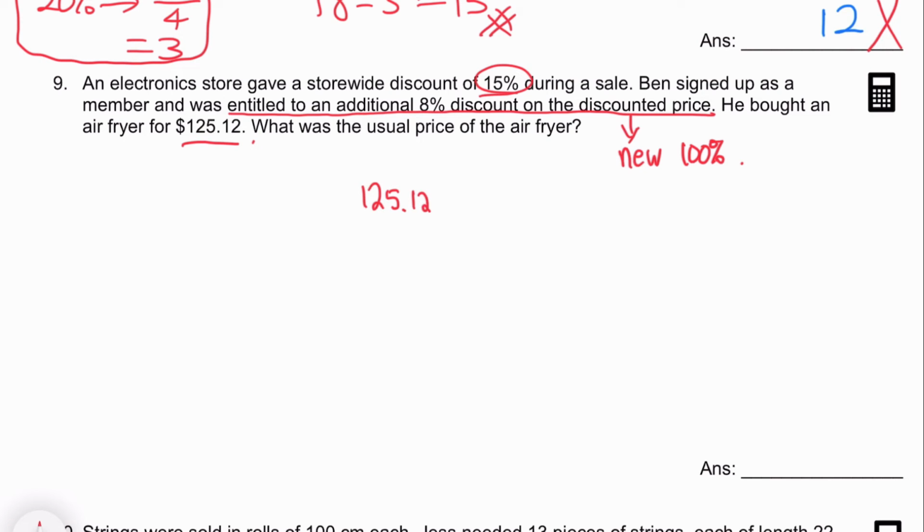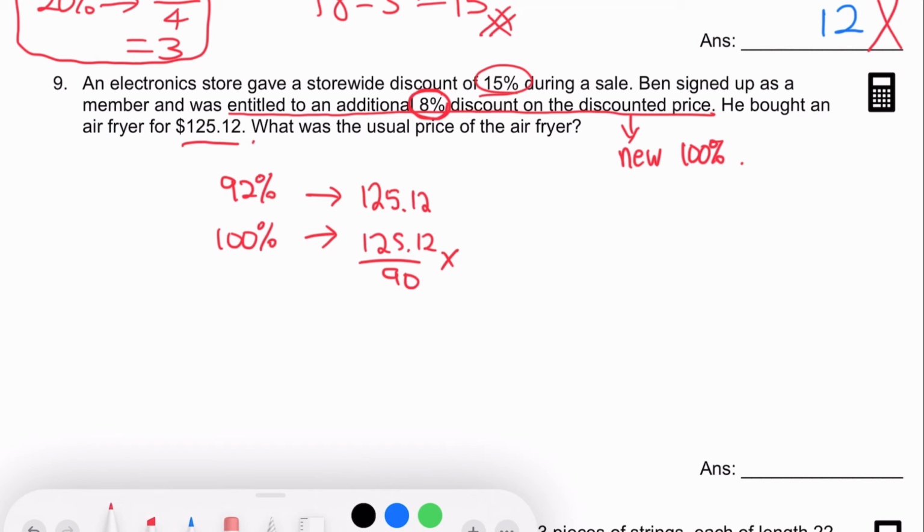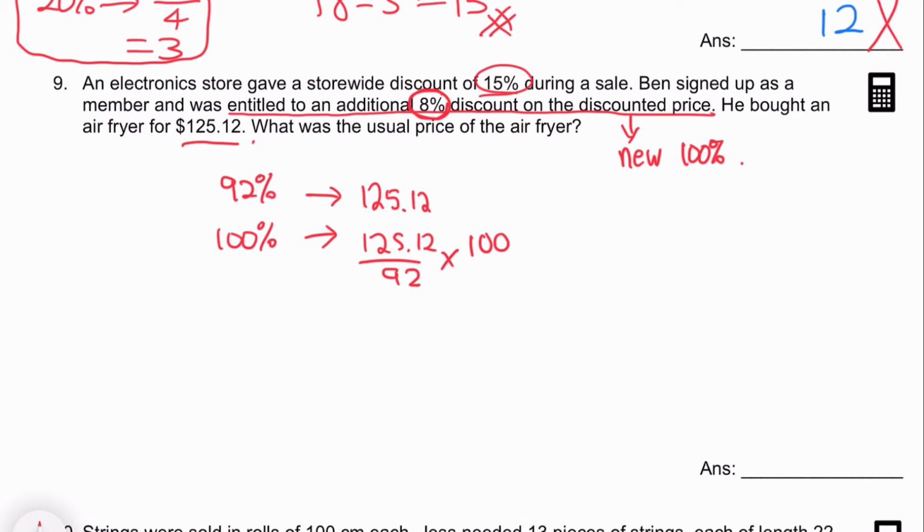So this $125.12 is equals to 92% because of this discounted price. So let us find what's 100% in this case. So 125.12 divided by 92 times 100, I get $136.